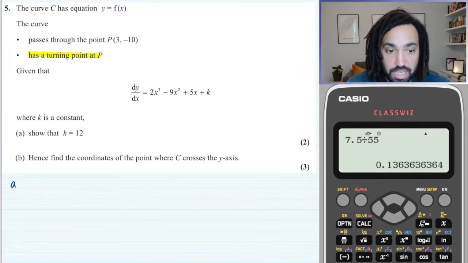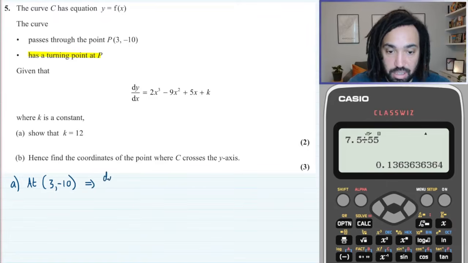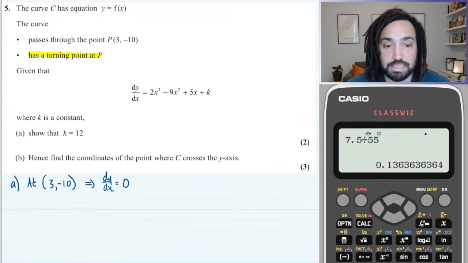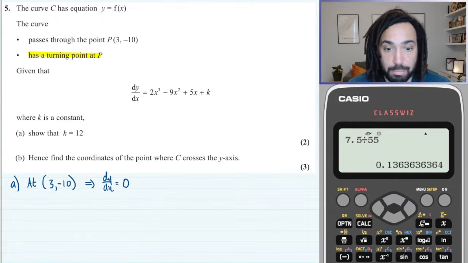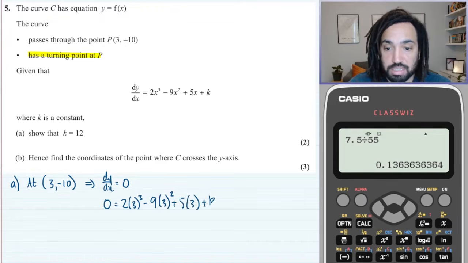So we can say that at the point (3, -10), dy by dx equals 0, and that means that x equals 3. So we can say that 0 is equal to 2 lots of 3 cubed minus 9 lots of 3 squared plus 5 lots of 3 plus k.